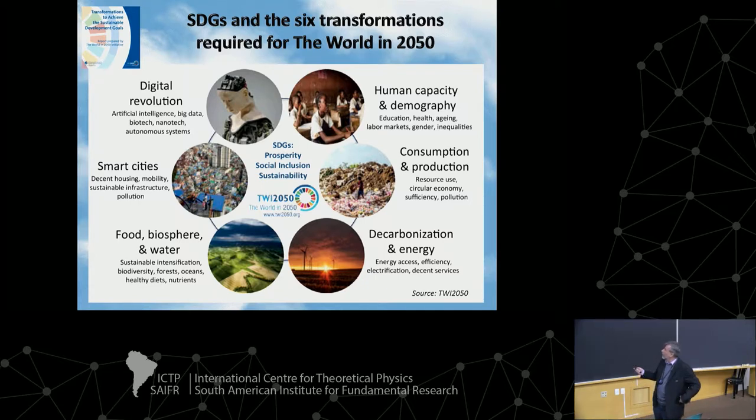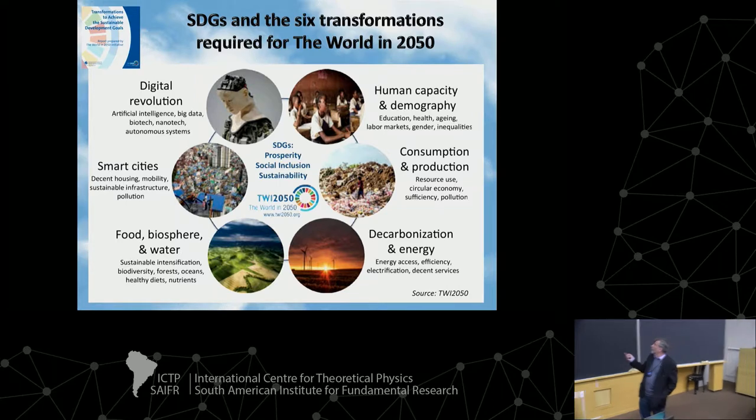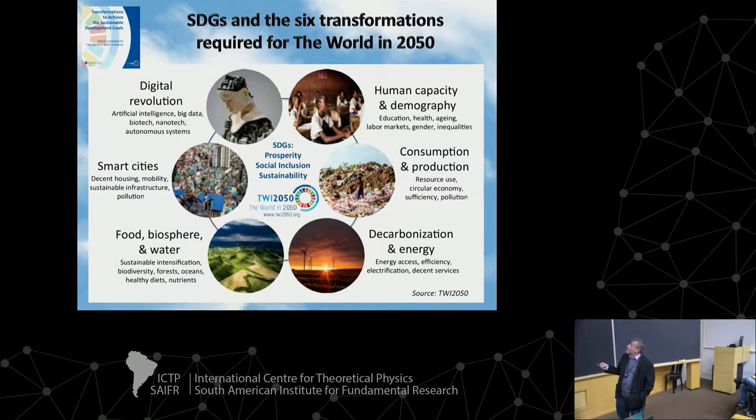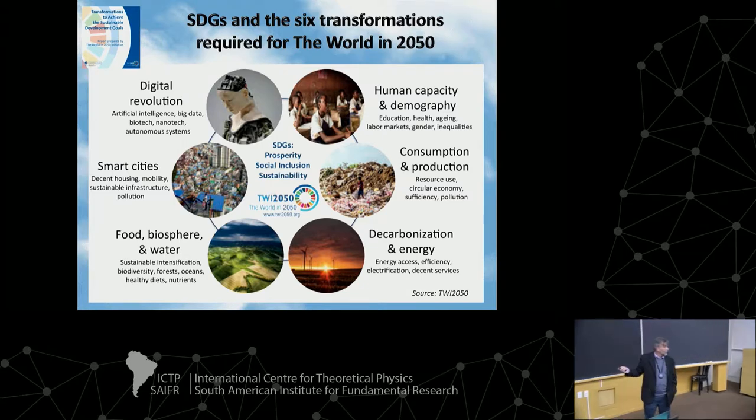So in order to have this broader view, the world in 2050, in addition to the issues associated with the food, biosphere, and water that we have discussed, we need to build up smarter cities because 87% of the global population will be urban in 2050. In Latin America right now, urbanization is 89% of the people. So basically, if we don't find out a way for the people to build more sustainable cities, not like São Paulo, for instance, we will not achieve anything.